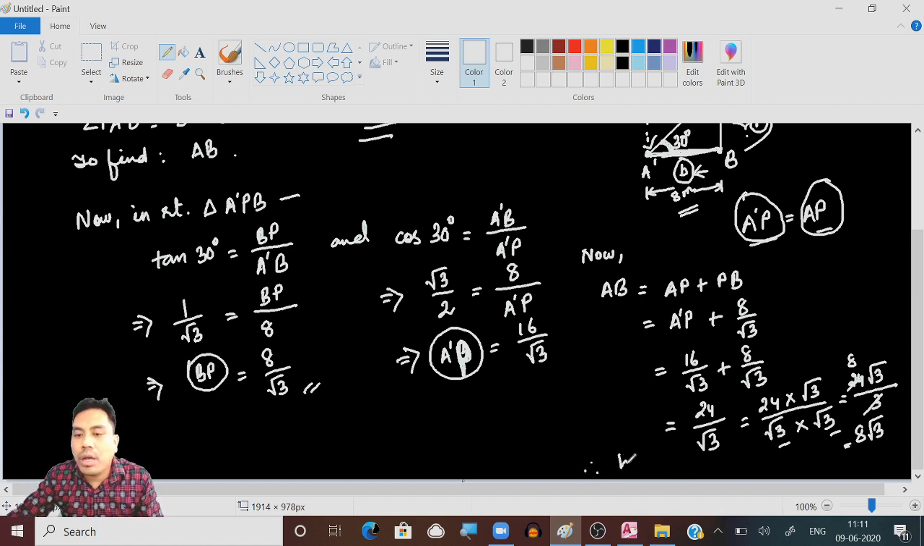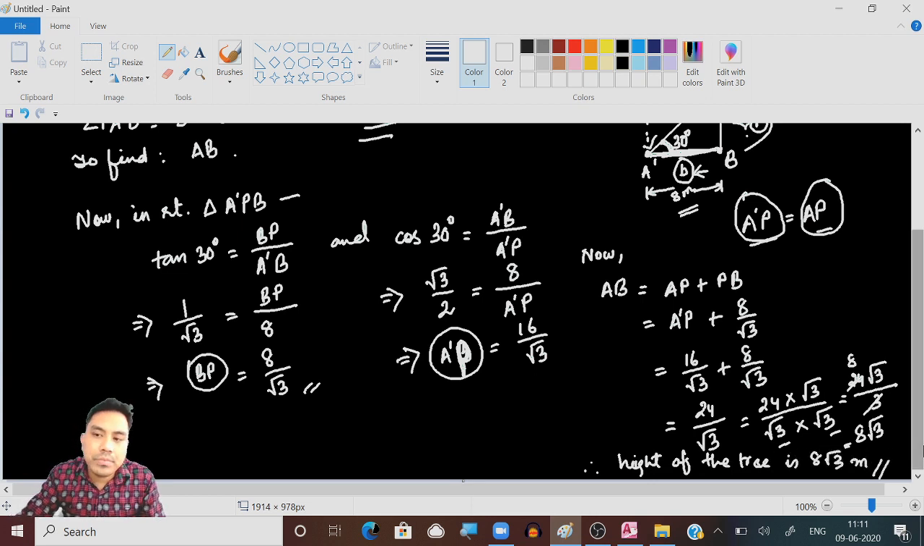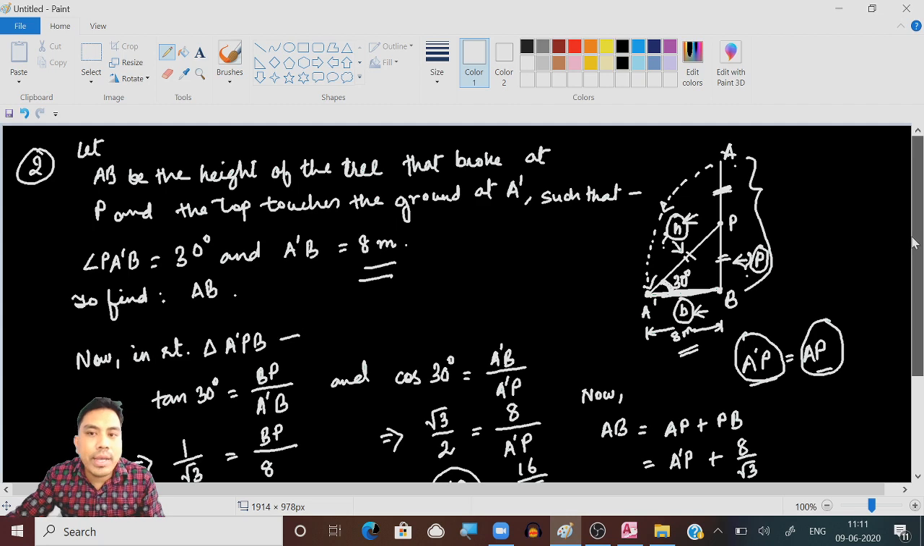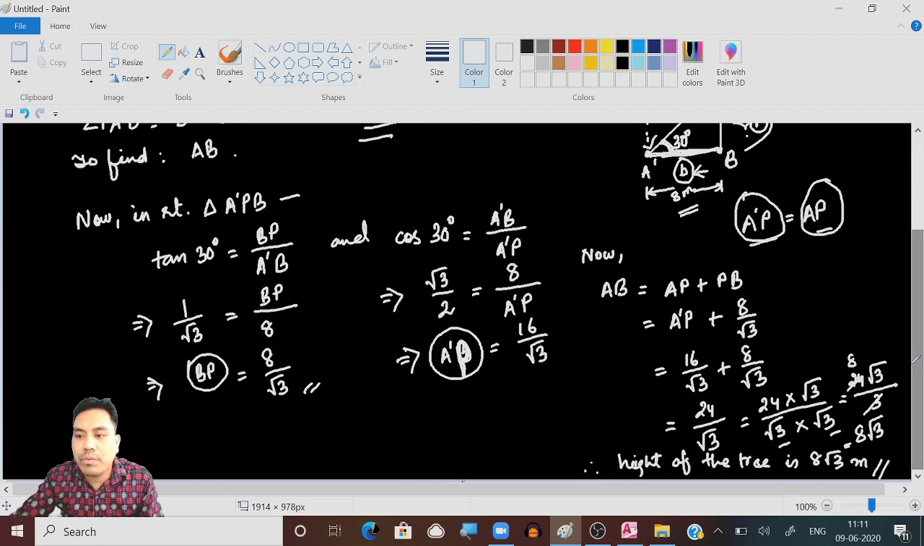Therefore, the height of the tree is 8 root 3 meter. Is it clear, all of you? Copy it, whatever we have done, just rewind and do each and every part. All right, now let us come to the next question.